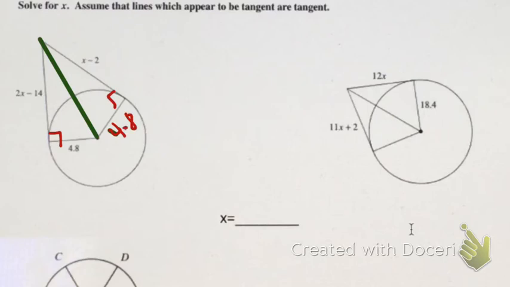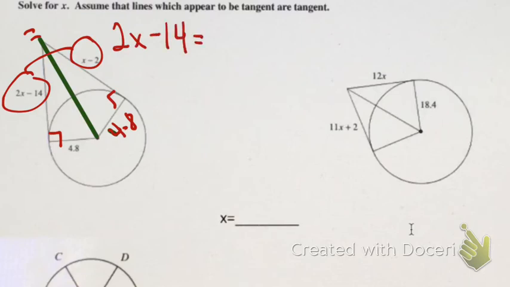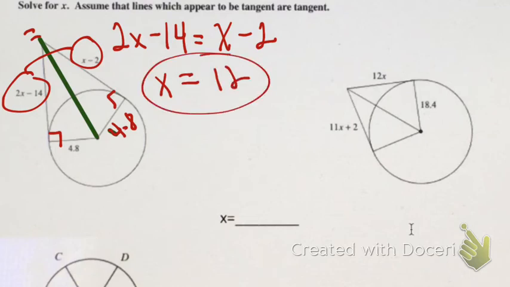So all you're doing is setting 2x minus 14 equal to x minus 2 and solving. That's all you're doing. 2x minus 14 is equal to, those side lengths are equal. So you're just setting them equal and solving. So it's really just once you know the geometry, the algebra is pretty easy. So 2x minus x is x. Minus 2 plus 14 is 12. You're good.